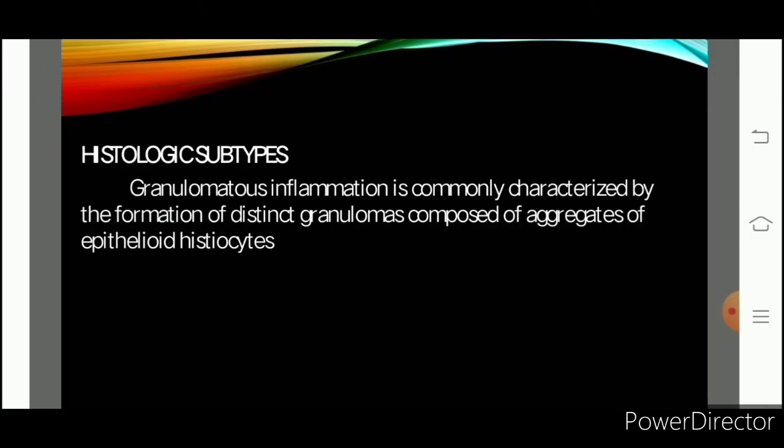So let's proceed to the histologic subtypes. So granulomatous inflammation is commonly characterized by the formation of distinct granulomas composed of aggregates of epithelioid histiocytes. So granulomas form from aggregation of epithelioid histiocytes with a peripheral cuff of lymphocytes and plasma cells, and occasionally a necrotic center, which are common features of granulomatous inflammation.